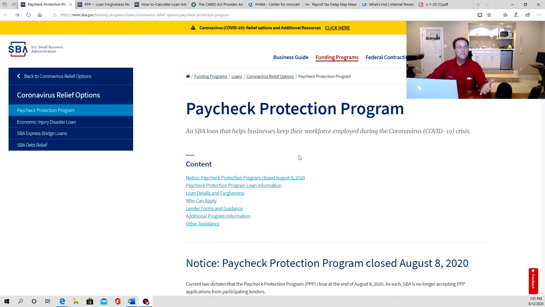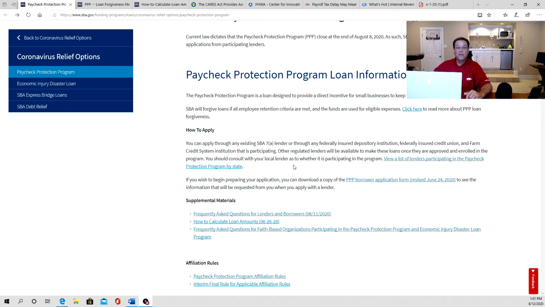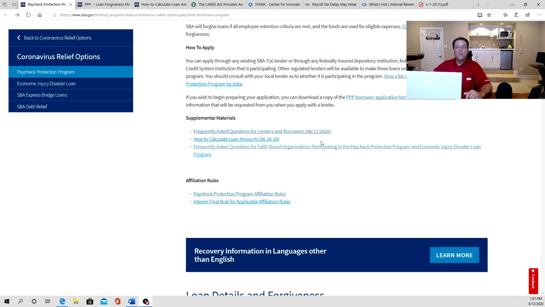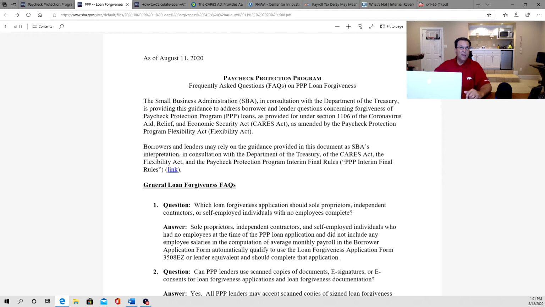As we do, we go to SBA.gov, the site with the lock there, and here's the latest that came out. We're going to have to get right to it. Right here on frequently asked questions 8/11/20, we can see we have some updated guidance.